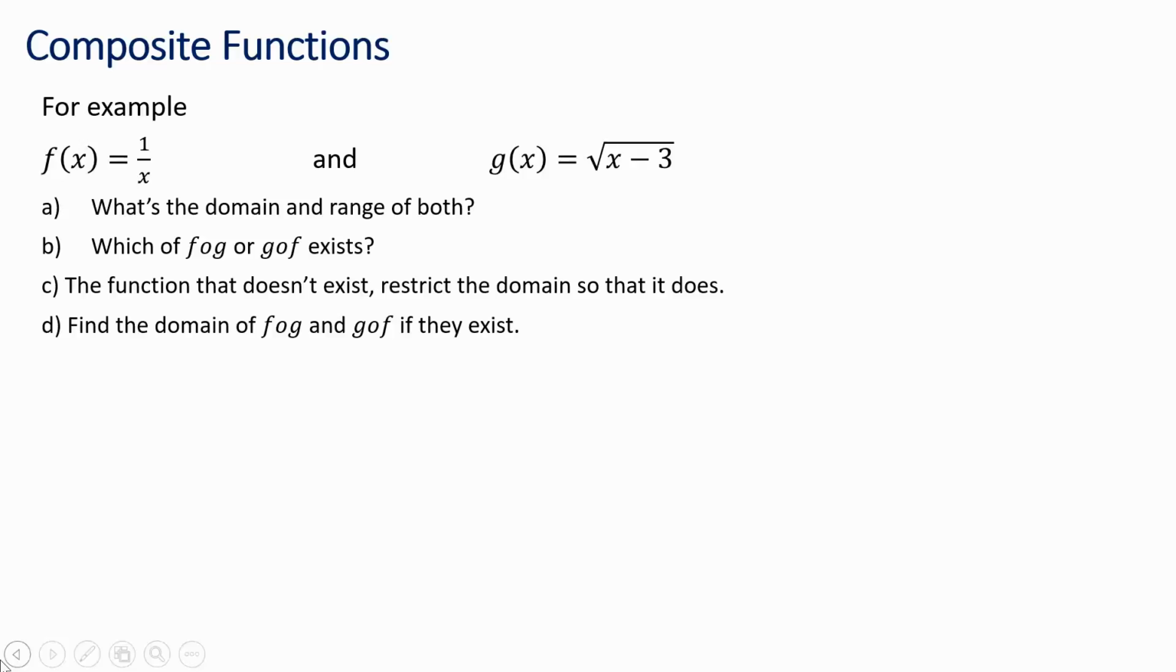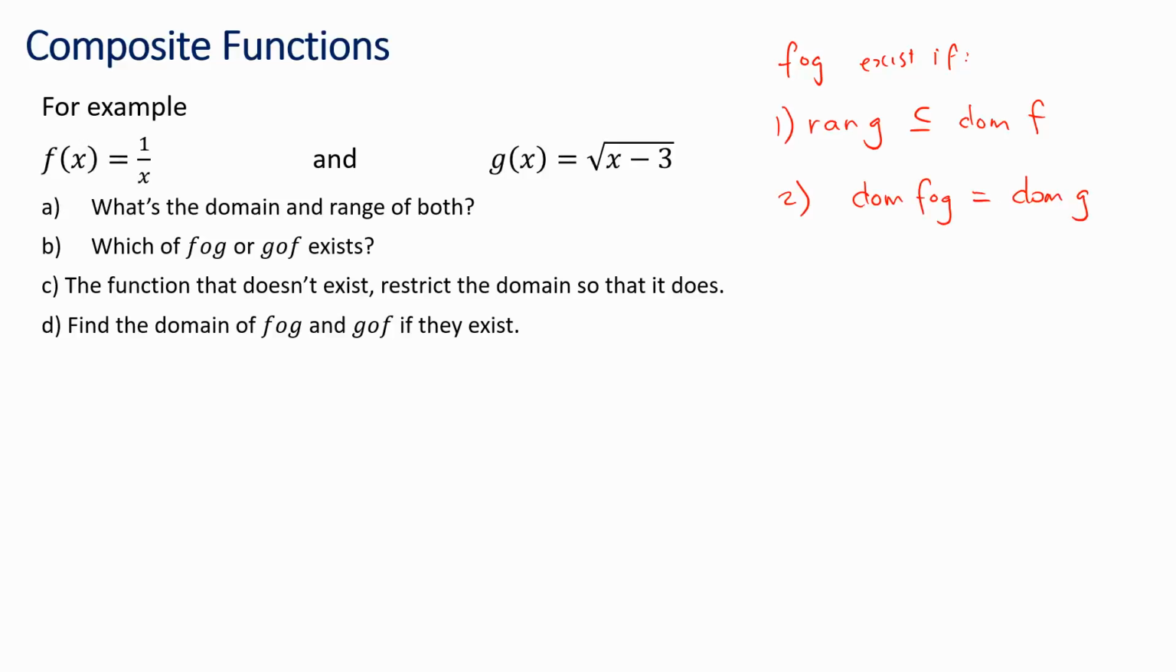Same thing, I'll write down the properties again. If it's f of g, it only exists if the range of g is a subset of the domain of f. If that is true, then you also know the second property, which is the domain of f of g is equal to the domain of g. That should allow you to answer all those questions. Let's go, 5 minutes.